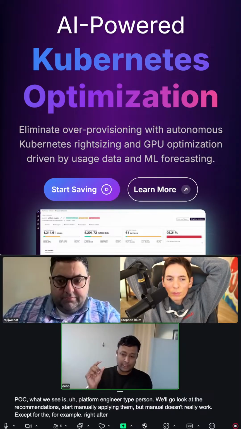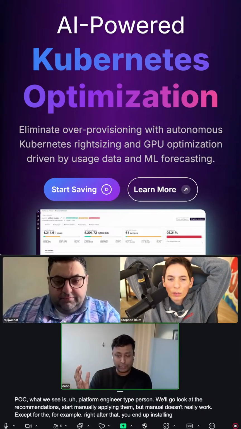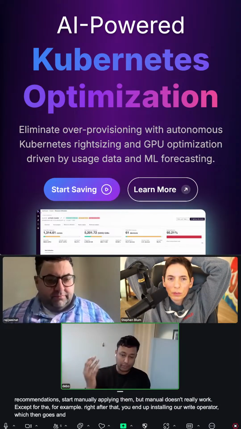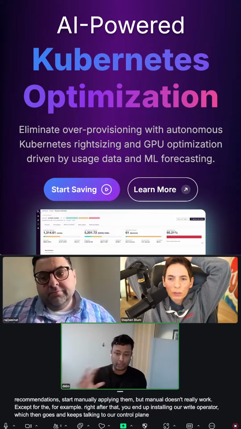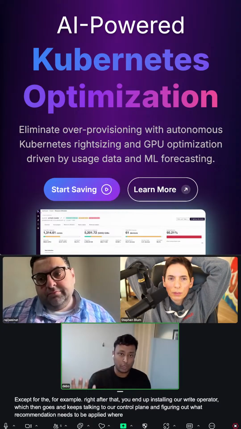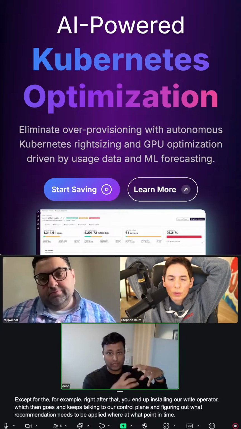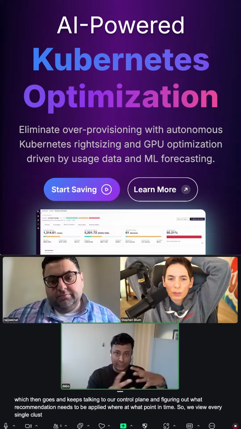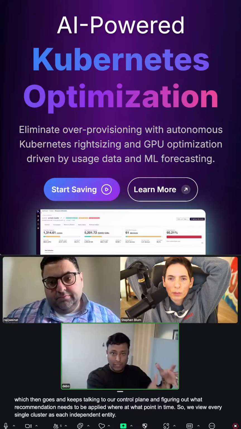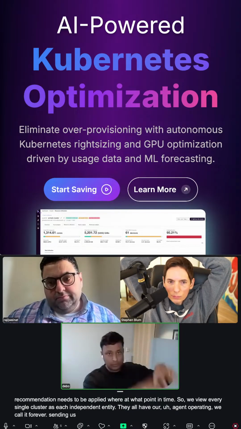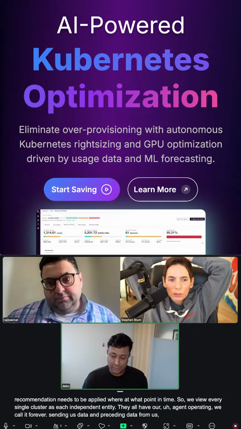Right after that, you end up installing our operator, which then keeps talking to our control plane and figuring out what recommendation needs to be applied where, and at what point in time. So we view every single cluster as an independent entity. They all have our agent operator, sending us data, receiving data from us, applying recommendations.